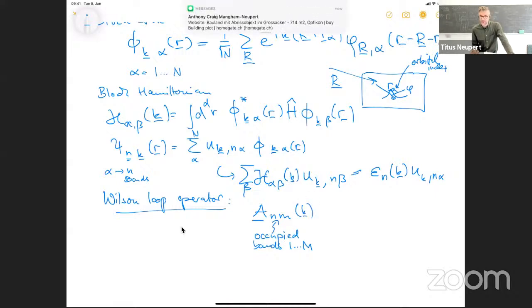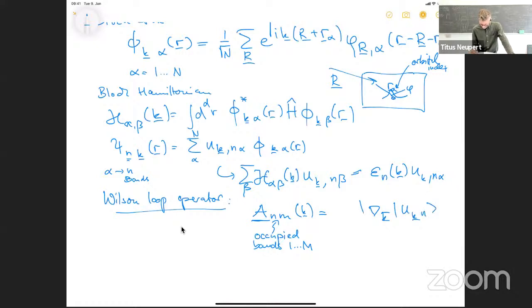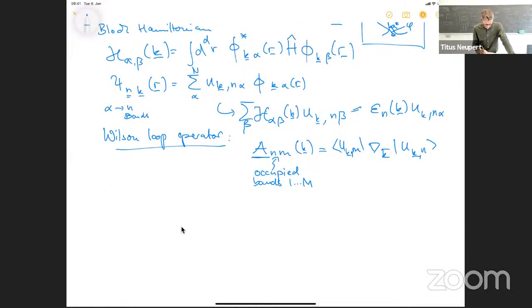It depends on k again, and is itself a matrix, but also a vector-valued quantity, because I take the derivative with respect to k of u k m and n in these two bands. Okay, so now this matrix I can basically turn into this Wilson loop operator in the following way. I take some path, a loop to be precise, in k space. And along this path, I take the path-ordered exponential of the integral of this non-abelian Berry connection.